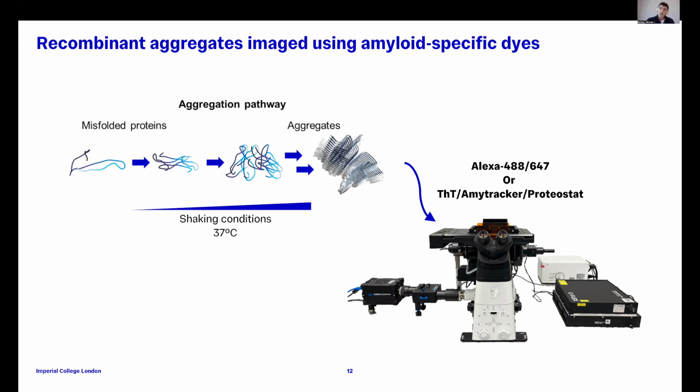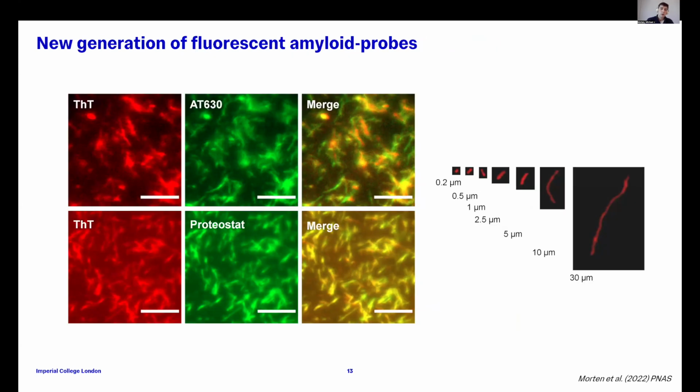The really exciting thing at the start of this project was that we found a new generation of ThT-like dyes that were aggregate specific. This included the Amytracker series and also the Proteostat dyes. So we took our recombinant aggregates and imaged them using ThT in combination with either the Amytracker or the Proteostat, just as a sense check to make sure that we were imaging what we thought we were imaging.